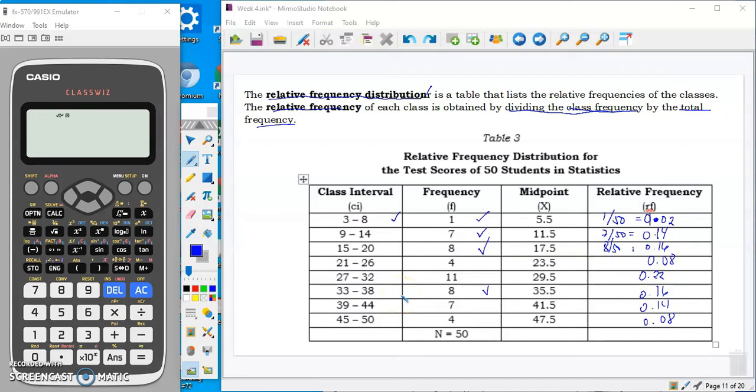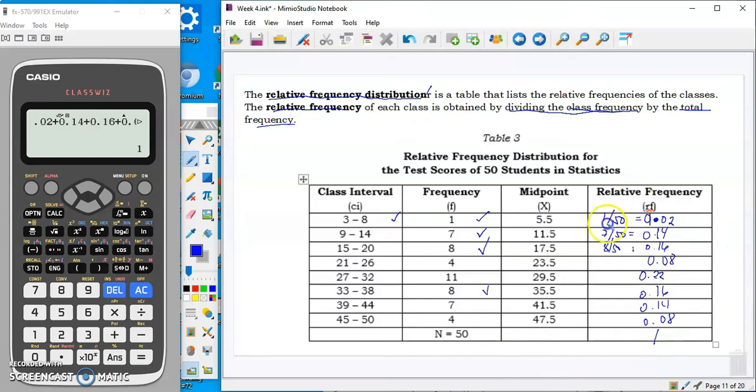This time, let's identify the sum of the relative frequencies. Let's add all these values. We have 0.02. Let's use our calculator. 0.02 plus 0.14 plus 0.16 plus 0.08 plus 0.22 plus 0.16 plus 0.14 plus 0.08. And the result is 1. Exactly, the sum of the relative frequencies is 1.